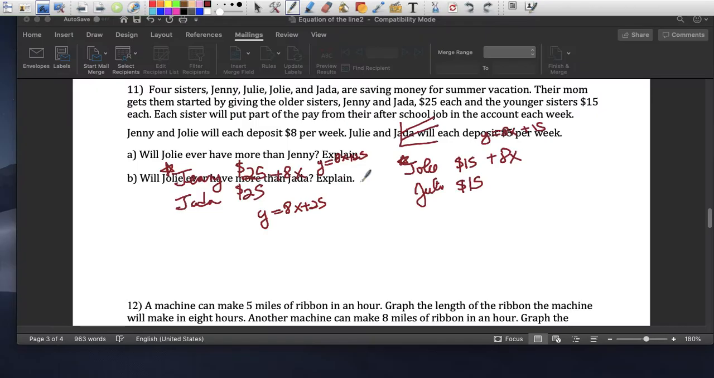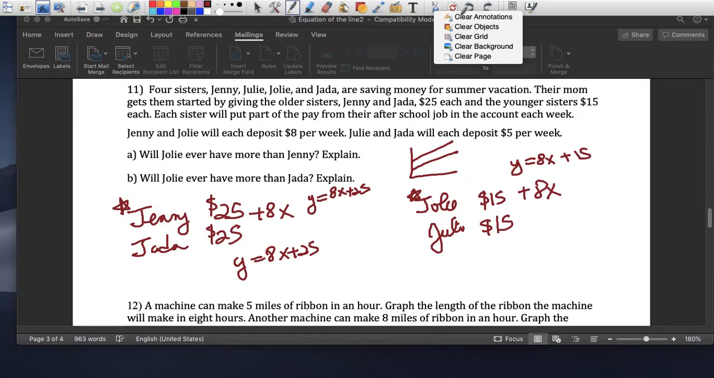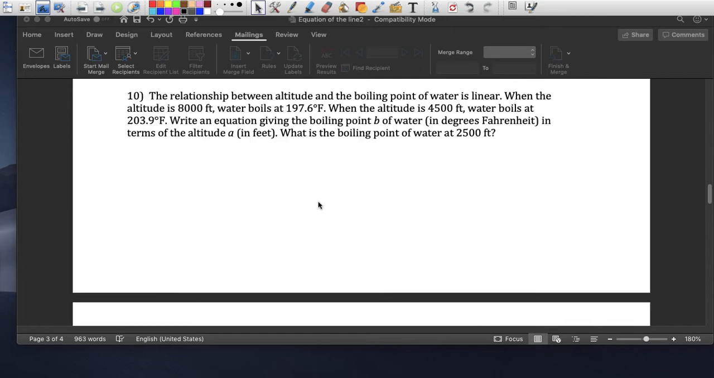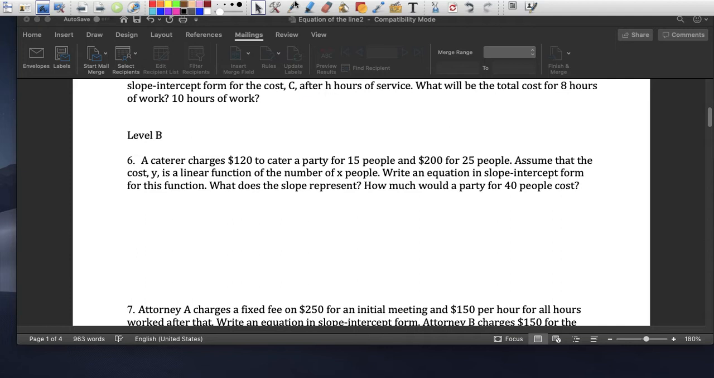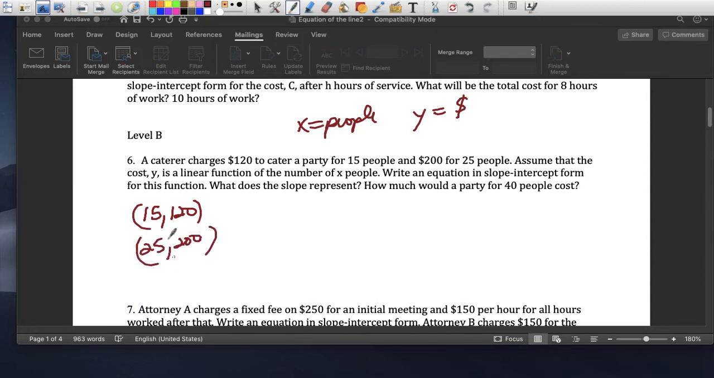Okay, so I'm going to start from the top, and then I'm going to start with number 6. I have 2 points over here. First point is 15 and 120. X is people. Y is money. The other point I have is 25 and 200.